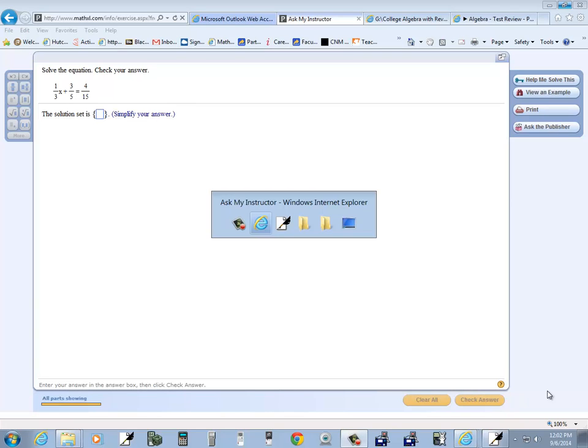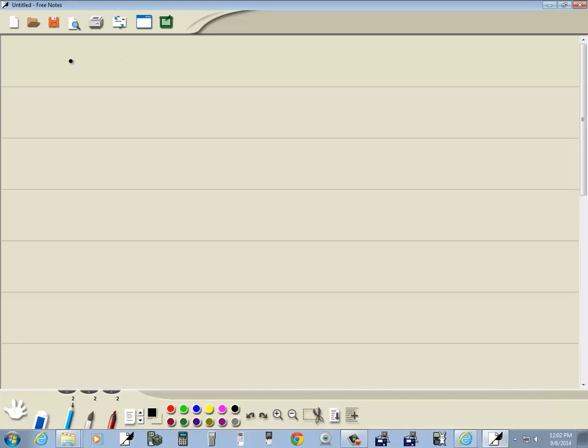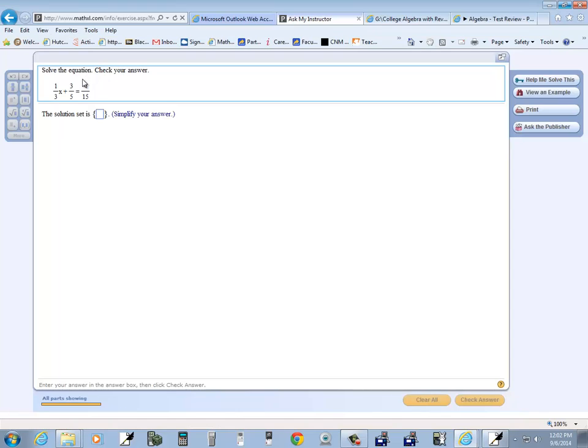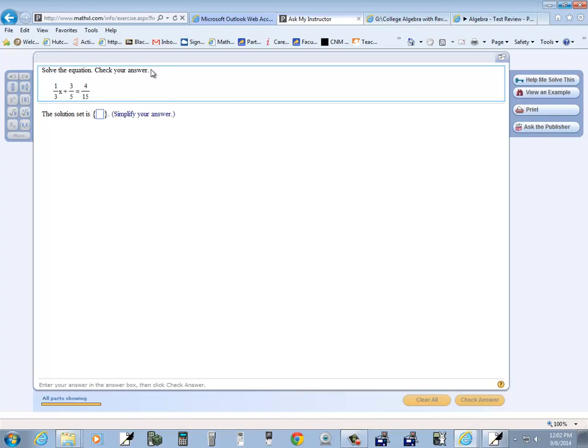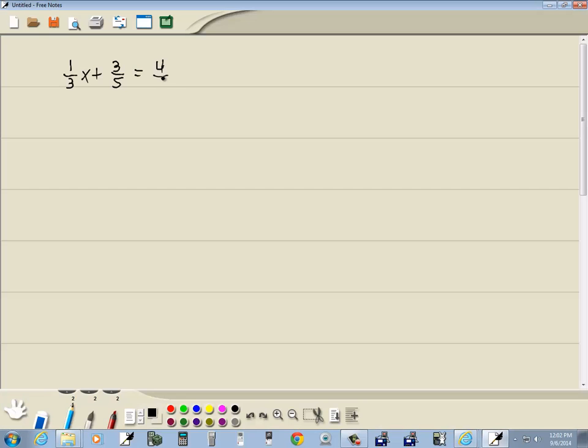Let's take a look at this problem. We got 1/3 x plus 3/5 equals 4/15. Now our first step is to get rid of parentheses. Don't have any. So we go to our second step, get rid of fractions.